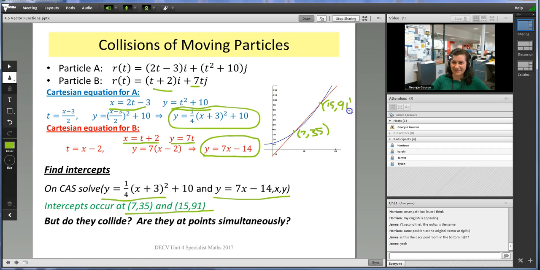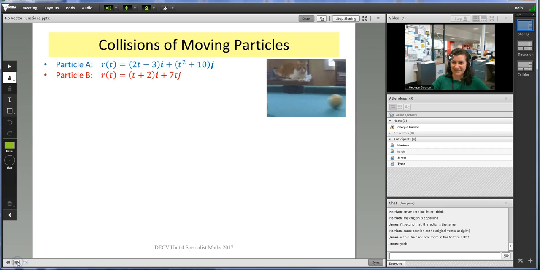Now, are these objects there? Will they collide? Are they there simultaneously? They have to be there at the same time for a collision to occur.